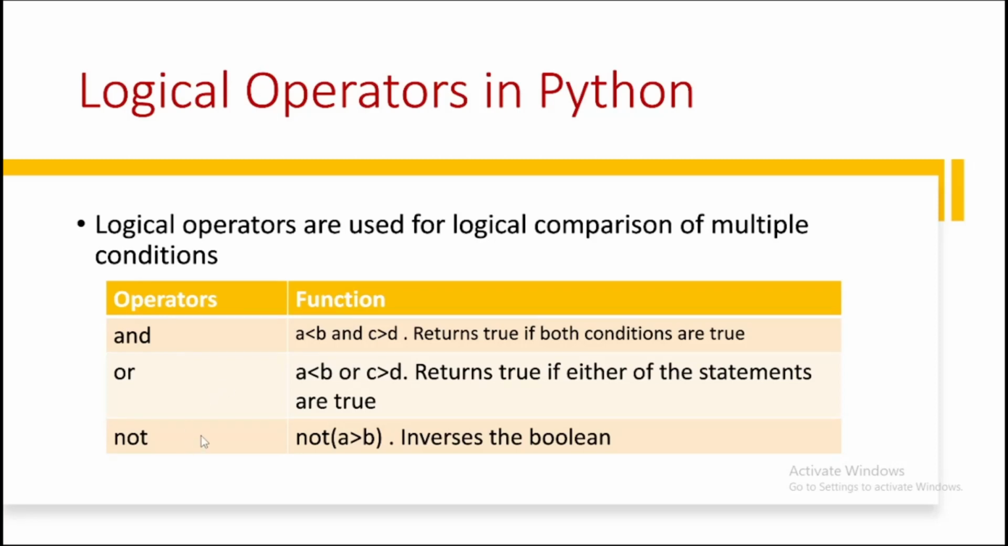Then comes not. Not is different from and or. It inverts the boolean that is there. So if it's true, it becomes false, and if it's false, it becomes true.